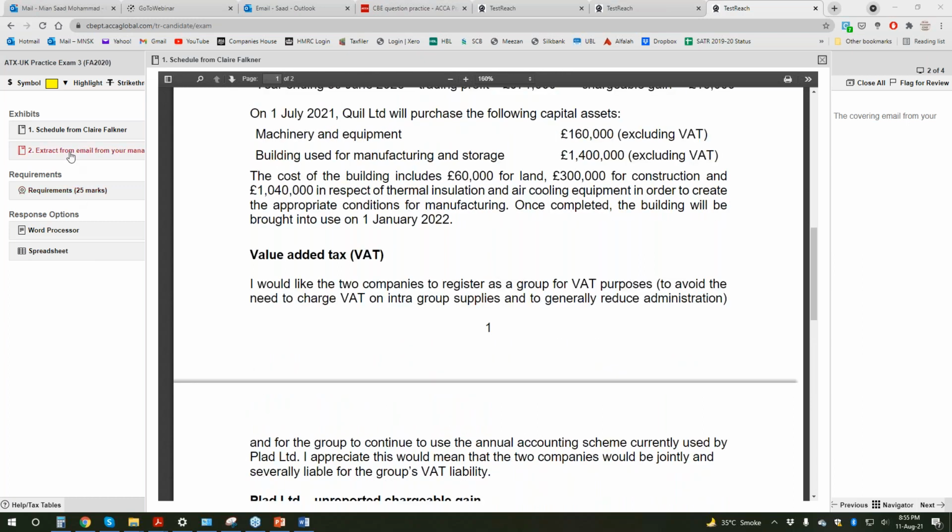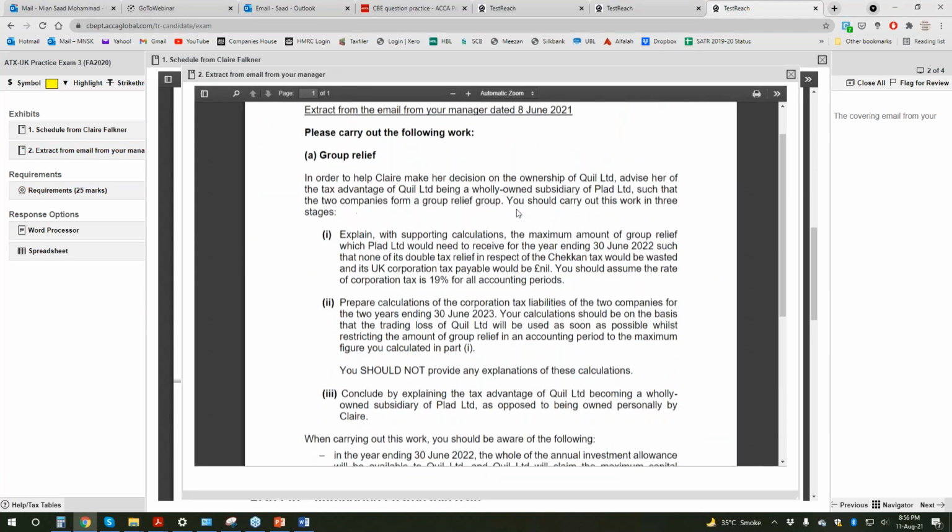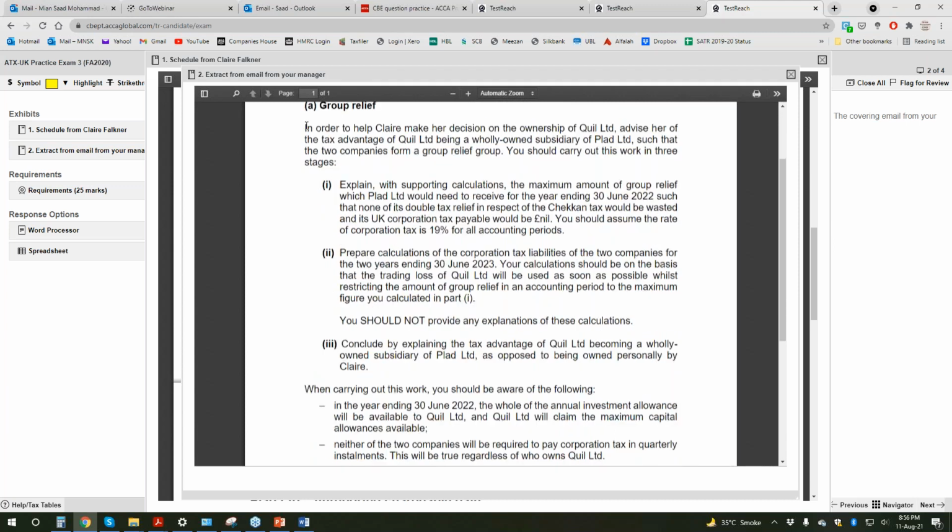Now, let's move on to the extract of email and let's read the first requirement. Do remember that we may not be able to understand it completely because we haven't read the scenario. Then there will be some students that may ask me, sir, would you prefer to read the smaller parts first, when you will be answering the question, or will you prefer to answer the question in order?